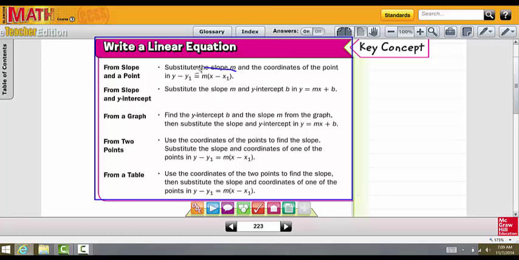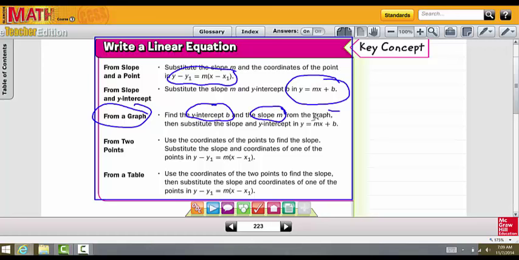First of all, this is the point-slope form of a line. We just talked about that. Okay, so from the slope and the y-intercept. So in other words, if you're given the slope and the y-intercept, you're going to want to put that equation in the slope-intercept form. If you're given the slope and a point, you're going to put that in the point-slope form. Okay? If you're being asked to write an equation from a graph, then you would find the y-intercept b, and you would find the slope from the graph, and you would do the same thing.